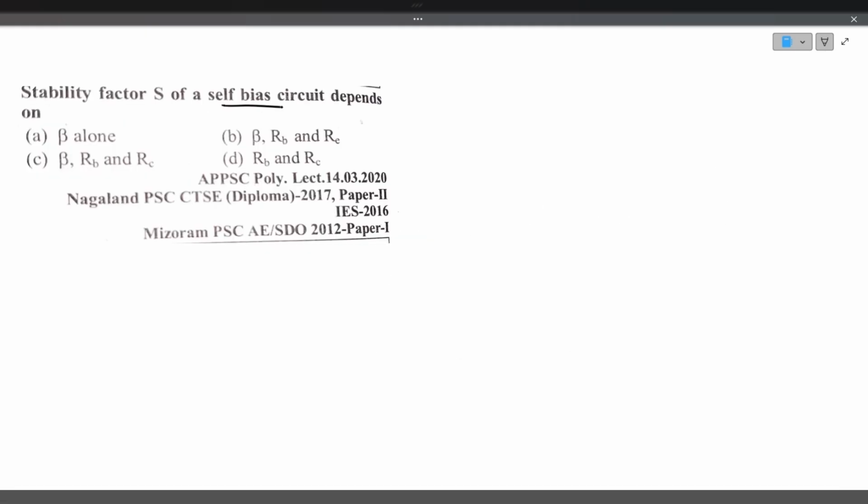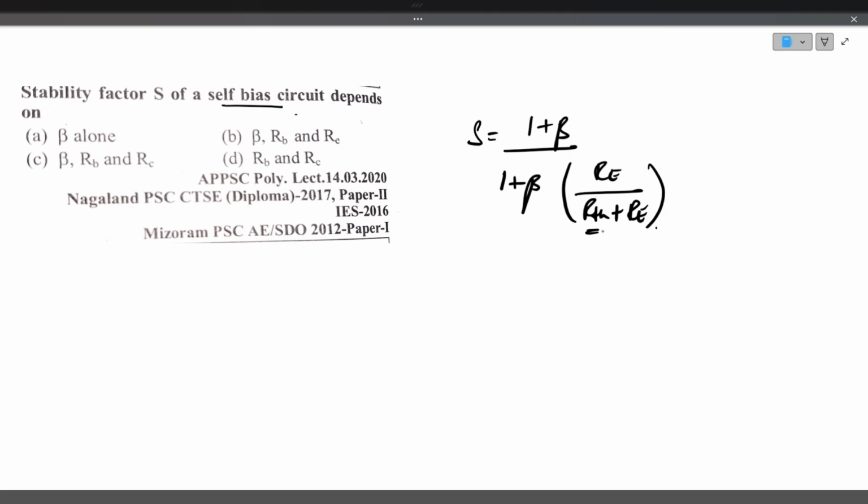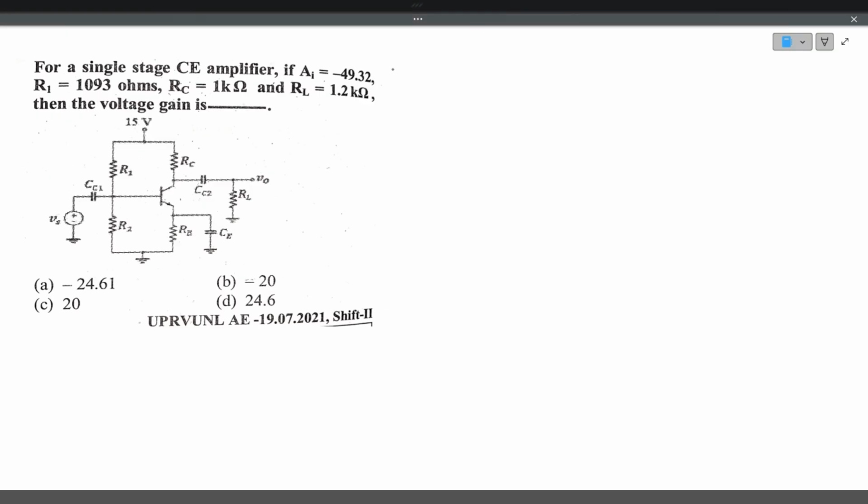The stability factor of the self-biased circuit, we have seen, is equal to the stability factor formula: 1 plus beta divided by 1 plus beta Re divided by R Thevenin plus Re. Here R Thevenin is nothing but the base resistance Rb only, which can be equated. So the stability factor depends on beta, emitter resistance, and base resistance Rb. So the answer is option B. We'll see the next problem.